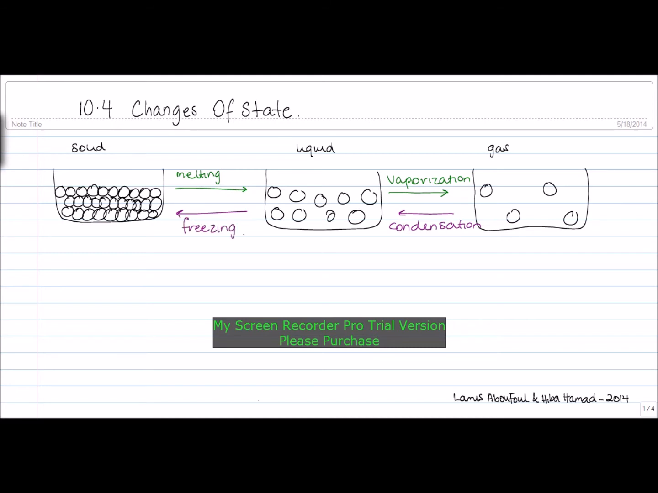Now let's say you want to change directly from a solid to a gas, like dry ice to carbon dioxide. It's a process called sublimation. And from a gas to a solid by a process called deposition. And that's when you change from carbon dioxide to dry ice. And that's it.